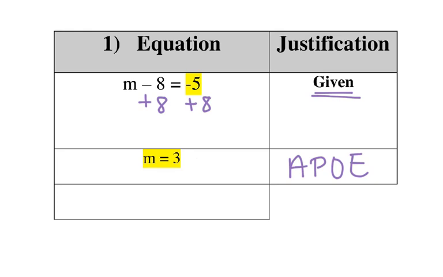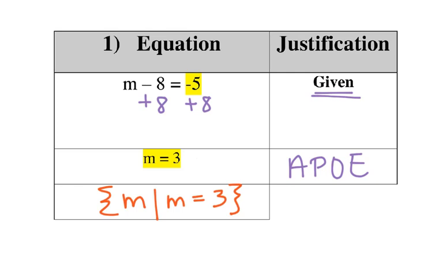The last box that we're going to do is we're going to write this in set notation. So we're going to write the braces, m is our variable this time. So we're going to write m such that m equals 3. And then you close your braces, and that's it.